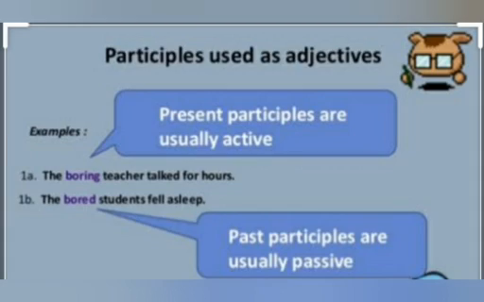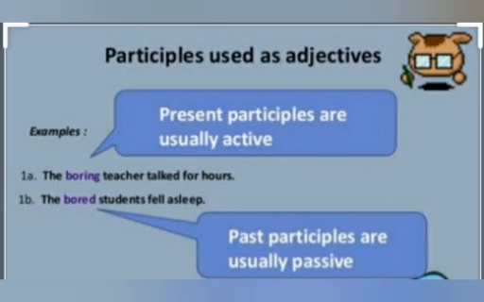Now, participles can act as adjectives. Yes. Take the example, the boring teacher talked for hours. Now here in this sentence, the word boring is your present participle since it's the ing form of the base form bore. Yes, now this word boring acts as an adjective as it is modifying the teacher there.